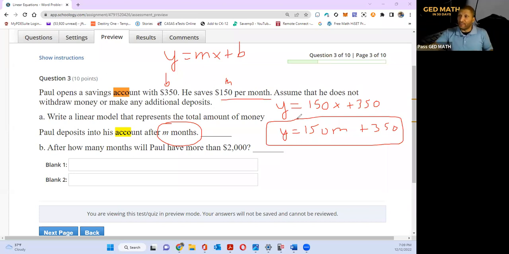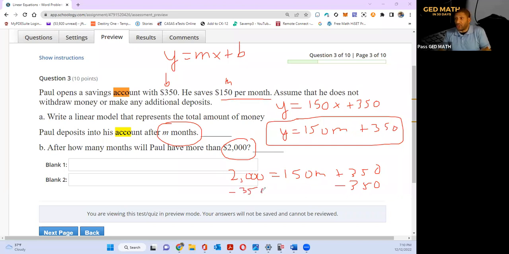Now, after how many months will Paul have more than 2,000? You only have two variables here. m is for the months. y is how much you saved. So this is your y. You're going to plug that into y, and you're going to have 2,000 equals 150m plus 350. Subtract 350 from both sides. Remember, this is a two-step algebraic equation. You should know how to do this. So now you get 1650 divided by 150.